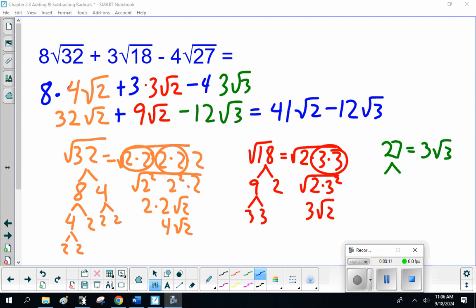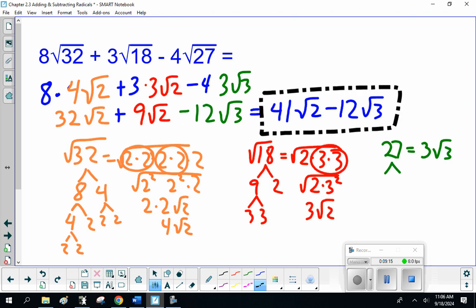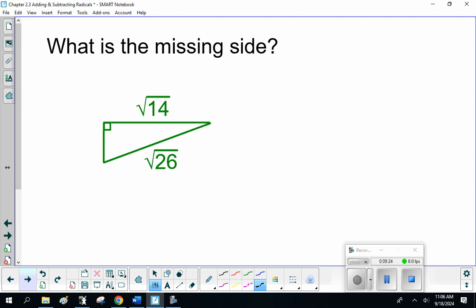So the answer, and I should get in the habit of putting my answers in a box just to emphasize it, 41 square root 2 minus 12 square root 3. All right? That's about as nasty as it gets. If you can handle that, I'm happy. Now, of course, how am I going to challenge you a little bit?